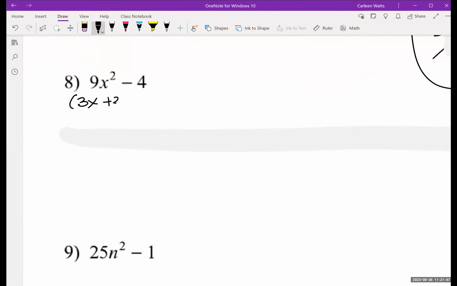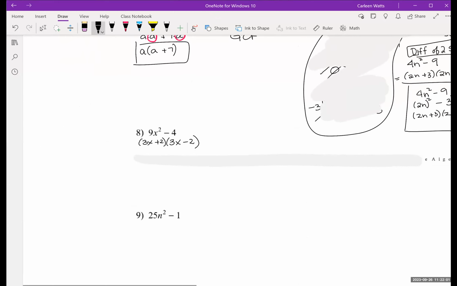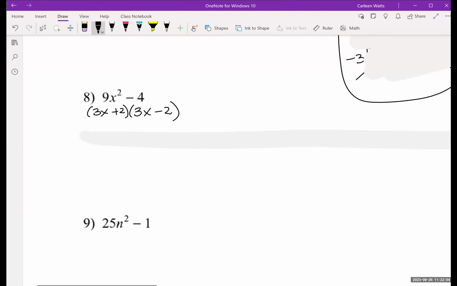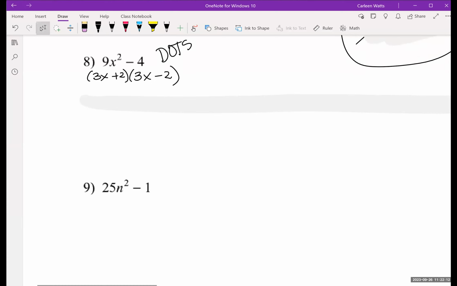3x plus 2, 3x minus 2. Yeah? Dots shortcut. What category is it? Dots. 9 and 4. Is 25 a perfect square? Yes. I did that wrong. Very important that that 2 goes on the outside, right?